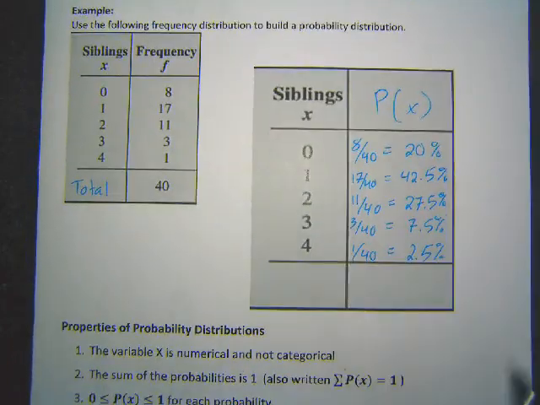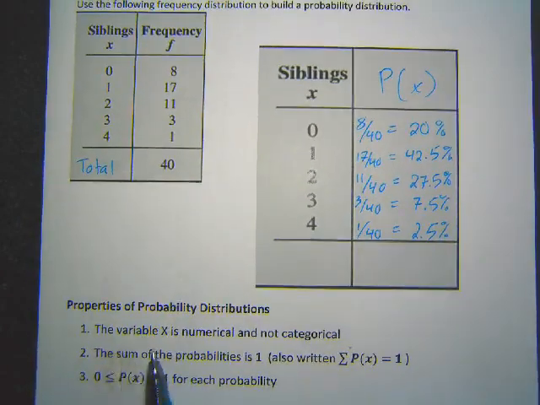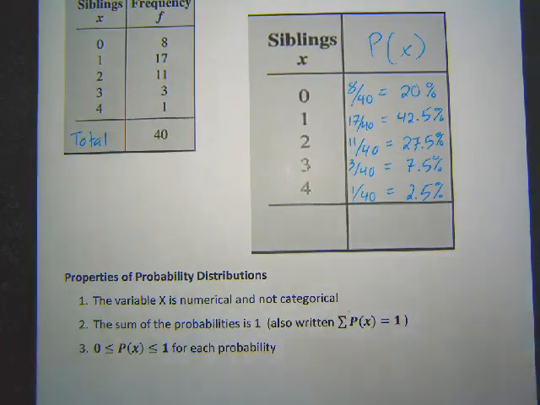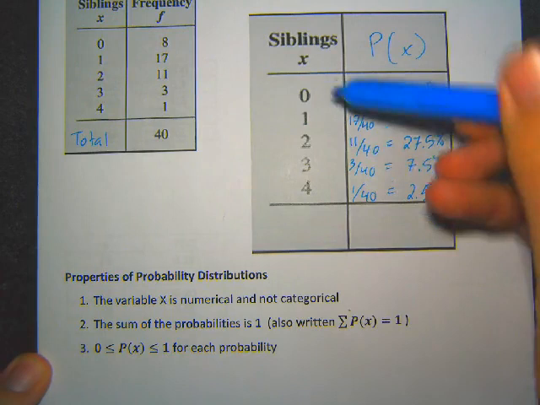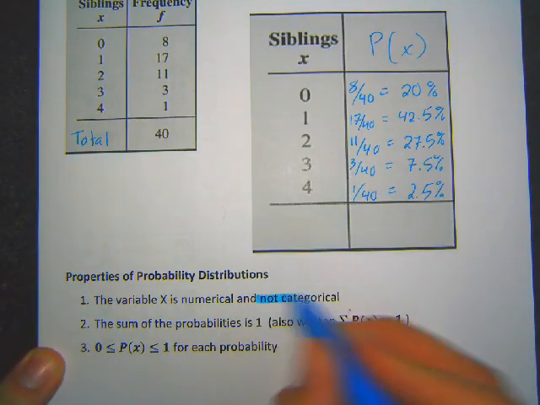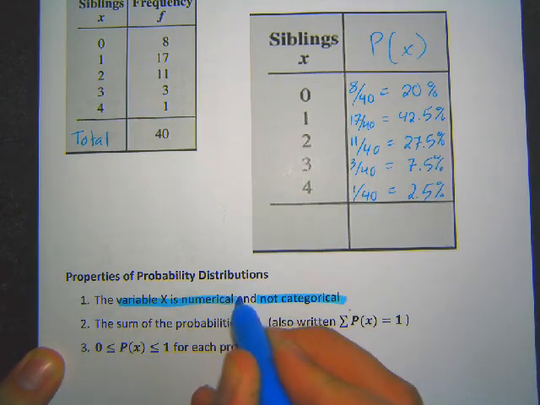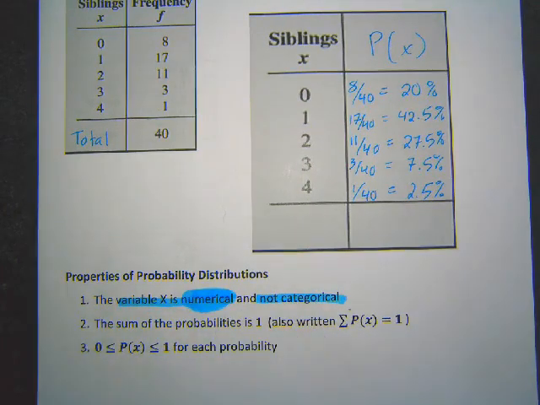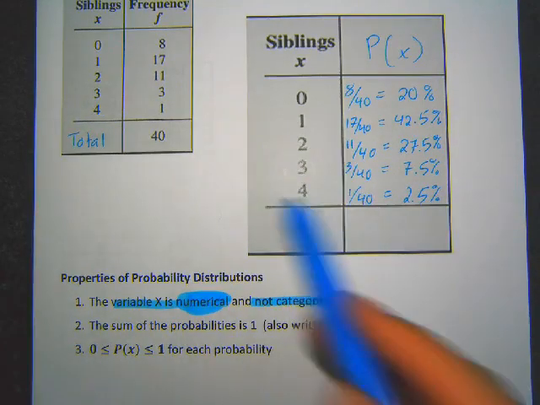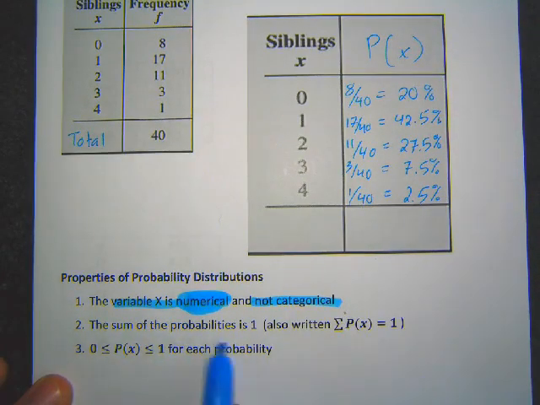Couple of things about this. First off, the variable x to make a probability distribution has to be numerical and not categorical. So you'll notice that these are going to be numbers. These are going to be counted values. They're not going to be categories. So not categorical, variable x is numerical. If you make a set of data with categories, you can't make a discrete random variable probability distribution with it. The sum of the probabilities is 1.